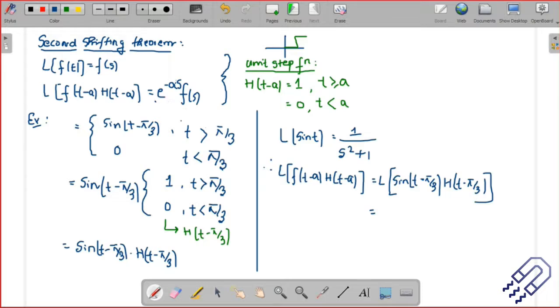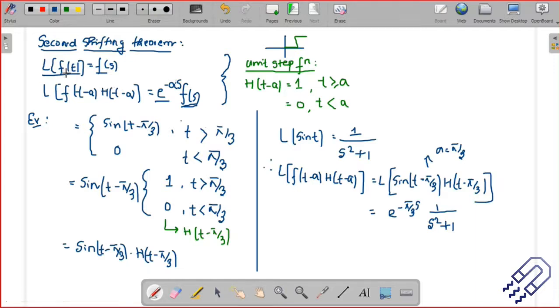So see this, e to the power minus as into Fs. In this particular case our a is equal to pi by 3. So the result I need to write down is nothing but e to the power minus pi by 3 into s into Fs. So Fs is nothing but the transform of sine, 1 divided by s square plus 1. That is the Laplace transform of f of t.